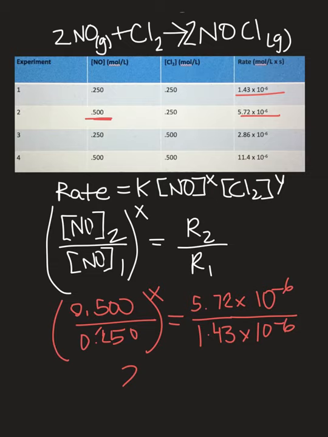So we end up with 2 to the x is equal to 4. We know that 2 to the exponent of 2 gives us a value of 4. So that indicates that x will be equal to 2. And so we can say now that x is going to be 2, so we can substitute that into our formula here.